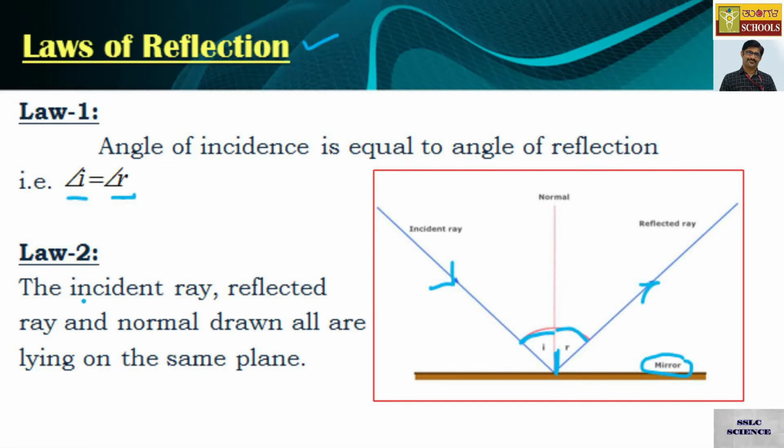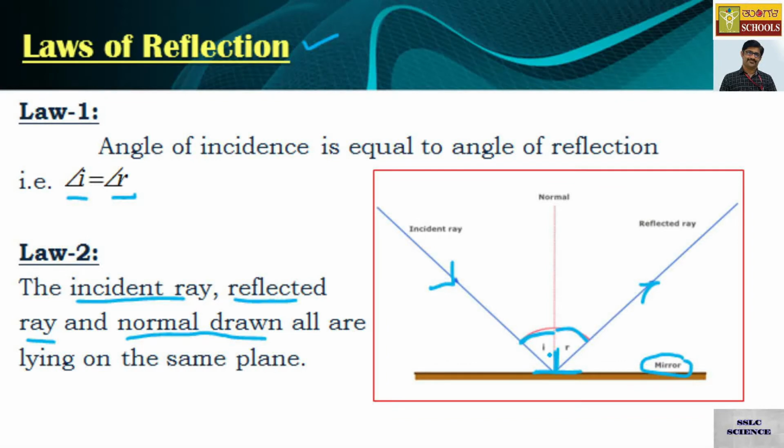Second law states that the incident ray, reflected ray and normal drawn all are lying on the same plane. Look, the incident ray which is falling on the surface of the mirror. So this is the plane we are looking at. The incident ray, the reflected ray from this point, and the normal drawn all are lying on the same planar surface, or same plane you call. So this is the second law of reflection.